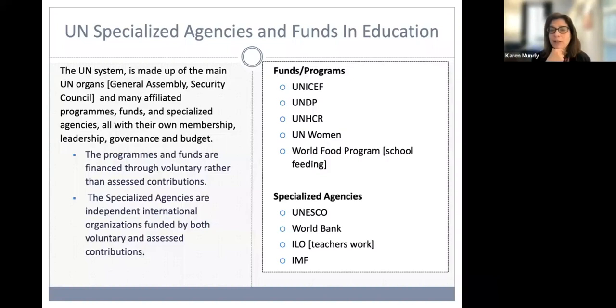UNDP, the United Nations Development Programme, is actually an organization whose footprint in education is quite small, but it tends to play this coordinating role among UN agencies, increasingly so now.